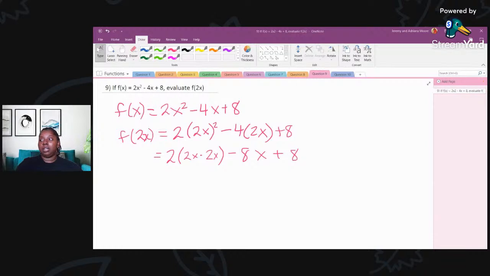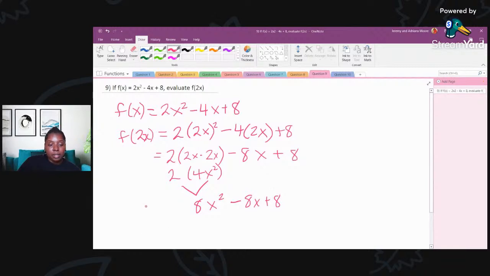Okay, so 2x times 2x is 4x squared. Okay, so 2 times 4x squared. And 2 times 4x squared is just 8x squared. So we have 8x squared minus, just bring everything down that we haven't used.